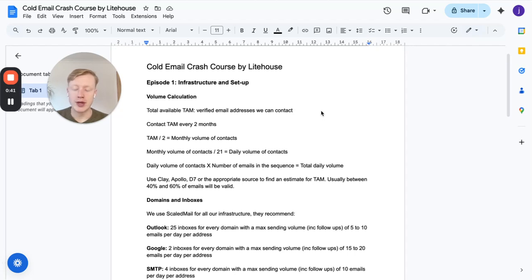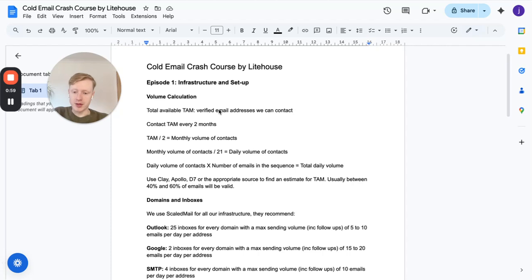So we want to start off by working out how many boxes and how many domains we need to buy. The way we do this is by first working out our TAM, our total addressable market. From there, we can work out our volume, and then we can reverse engineer it to work out the number of emails we need to get.